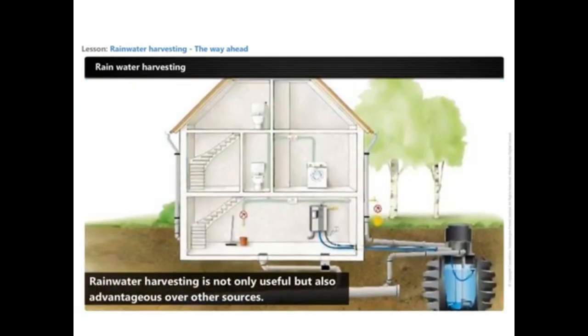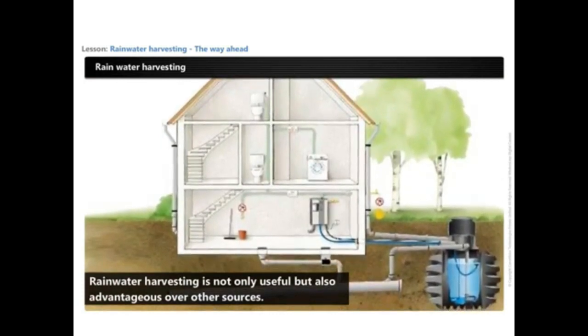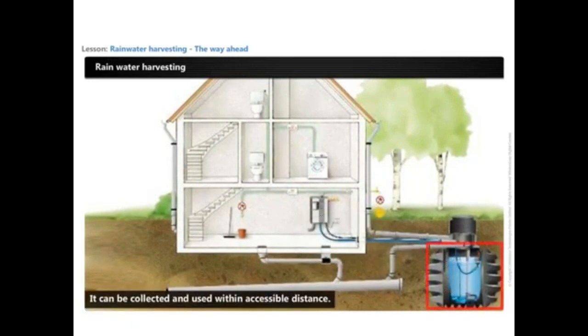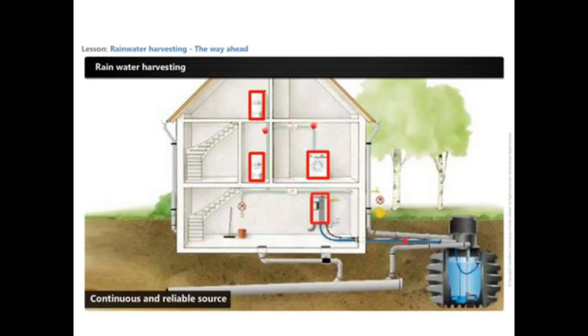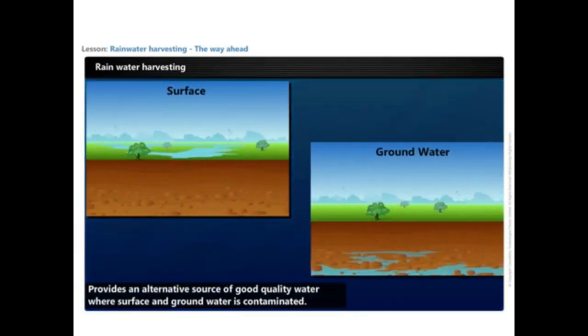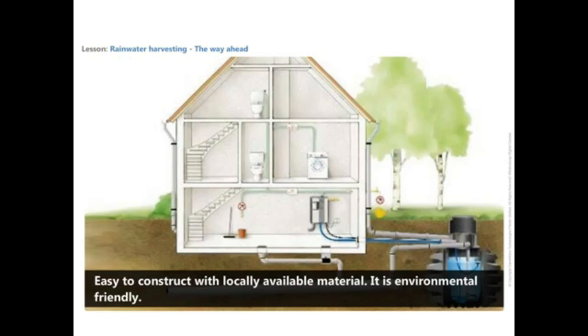Rainwater harvesting is not only useful but also advantageous over other sources. Why do you think it is so? It can be collected and used within accessible distance, continuous and reliable source, provides an alternative source of good quality water where surface and groundwater is contaminated, easy to construct with locally available material. It is environmental friendly.